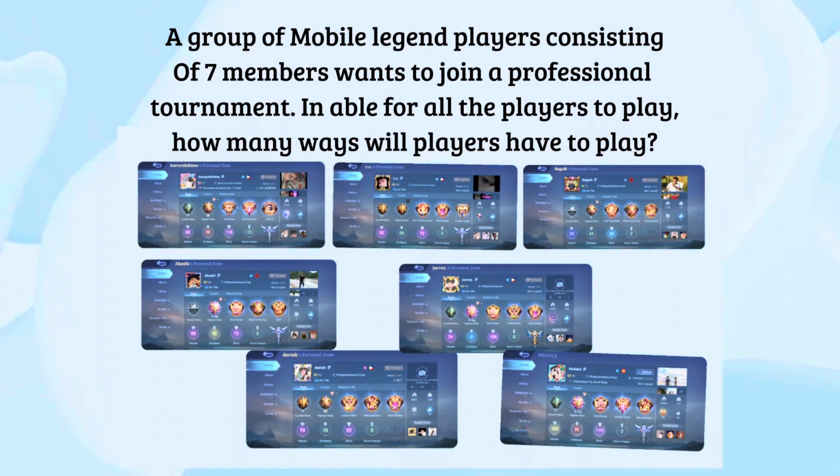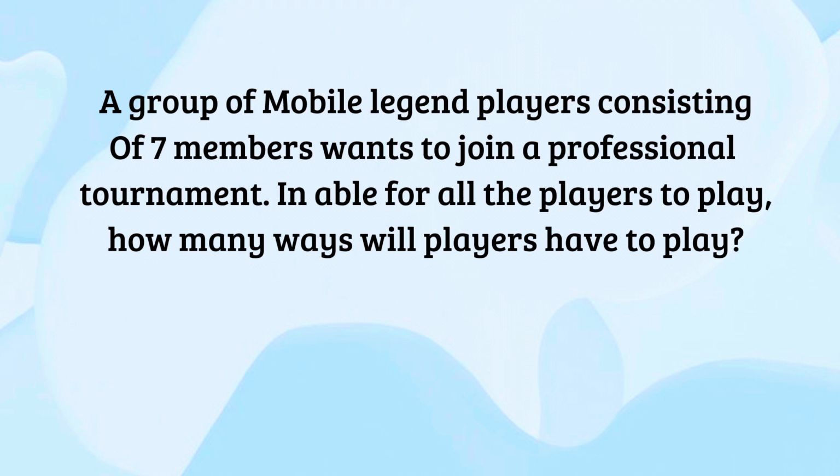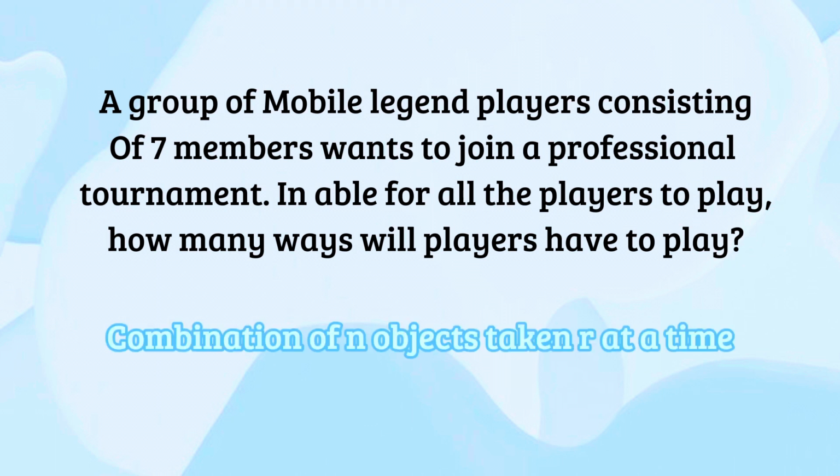A group of Mobile Legends players consisting of 7 members wants to join a professional tournament. Enabling all the players to play, how many ways will they have to play? First thing to do is to analyze the content of the example. What we have here is the number of combinations of n objects taken r at a time.